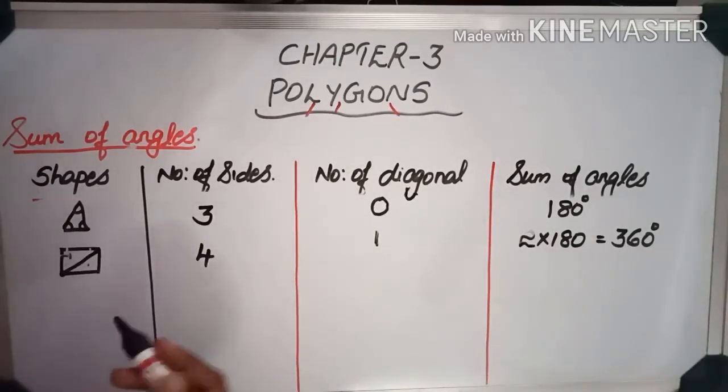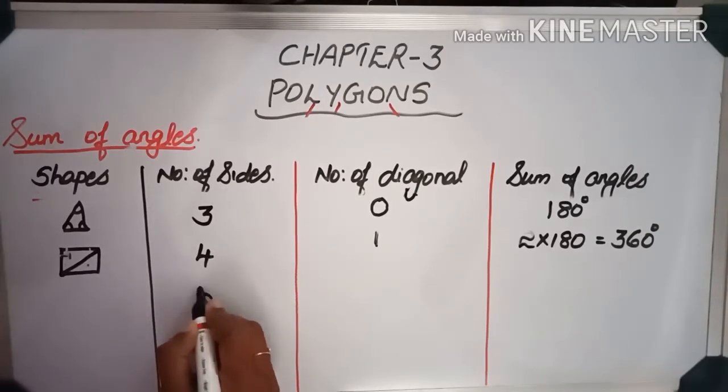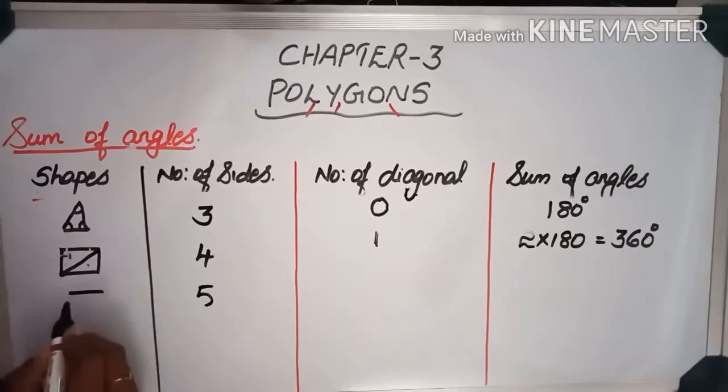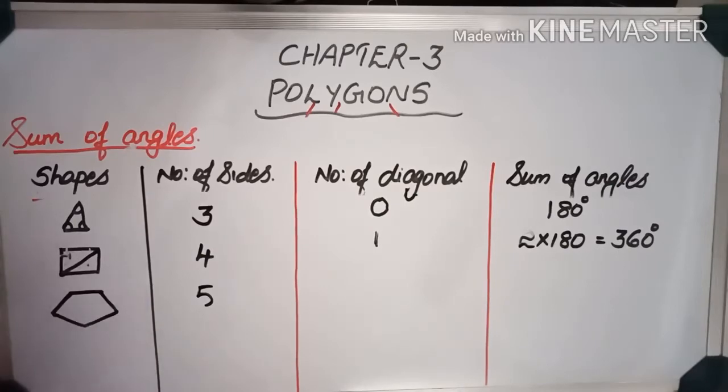Next, let's consider the next figure, which has 5 sides. So let's draw it like this: 1, 2, 3, 4, 5. It's a 5-sided figure. Now let's draw the diagonals. Start from any point, so let's start from this point. There are a lot of opposite vertices here. This is the first diagonal. Second, to this point also we can draw, like this. Any other way? No, only these two are possible.